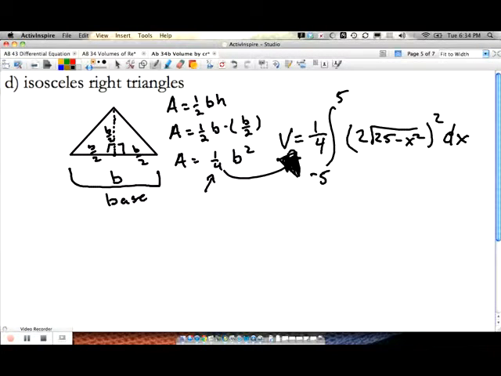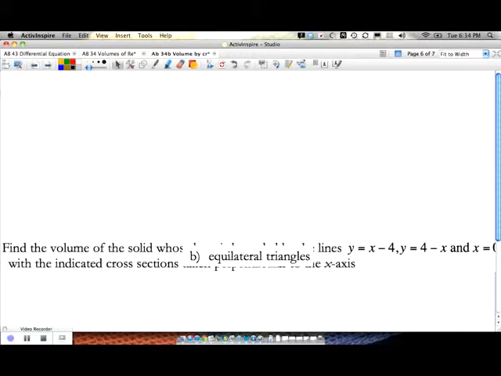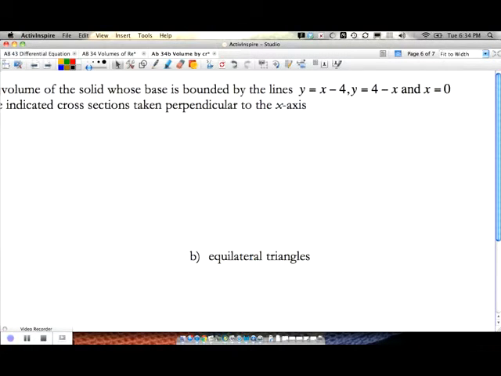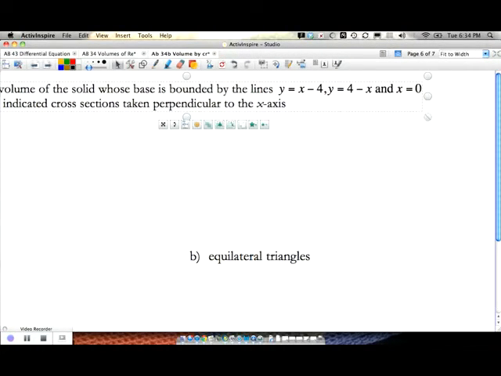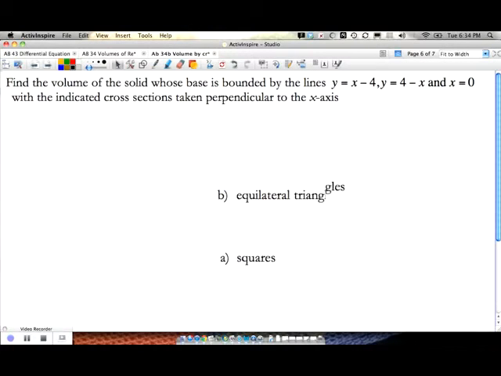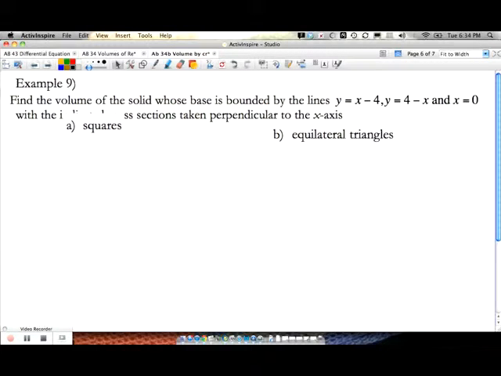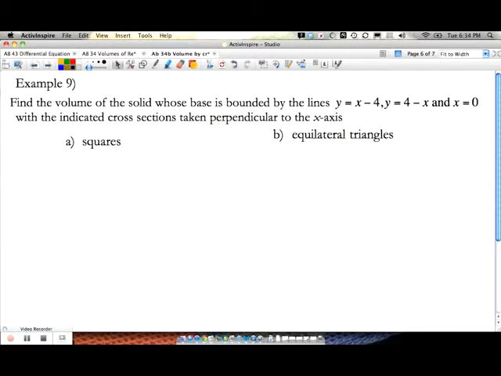See if we have any more of these. Ooh, we got something different. So now we're trying to find the volume of something that's bounded by the lines y equals x minus 4, 4 minus x, and we're going to do it with a couple of things here. Sorry for not having this organized, but here we go.